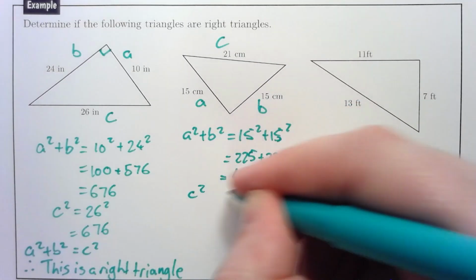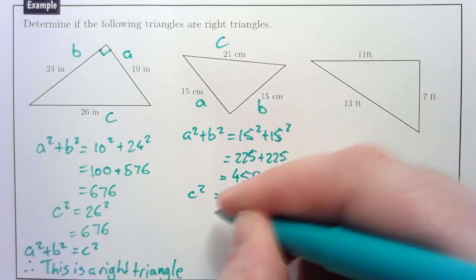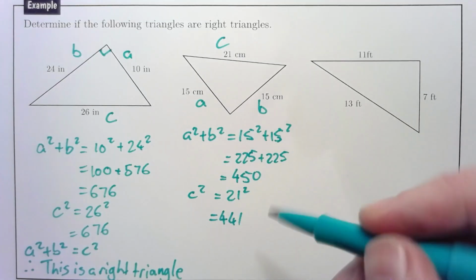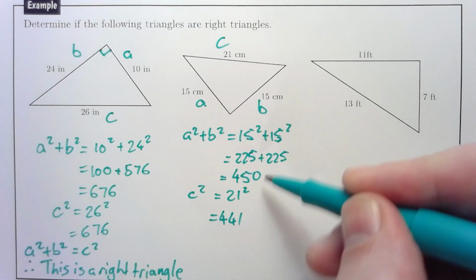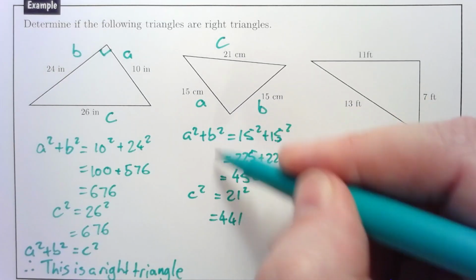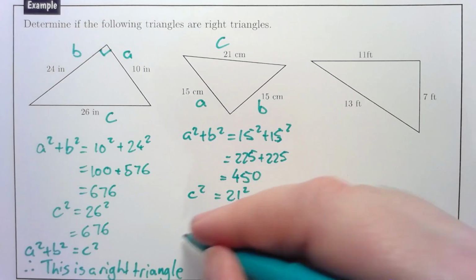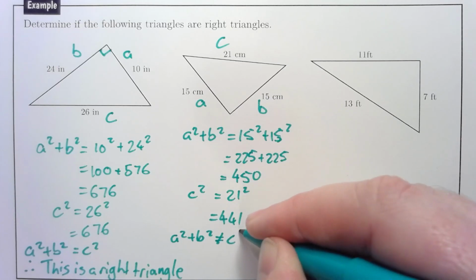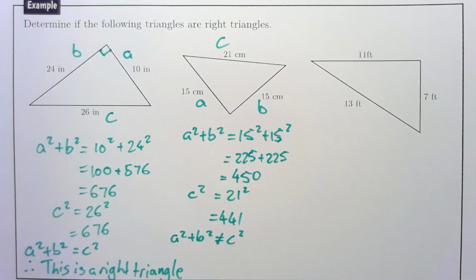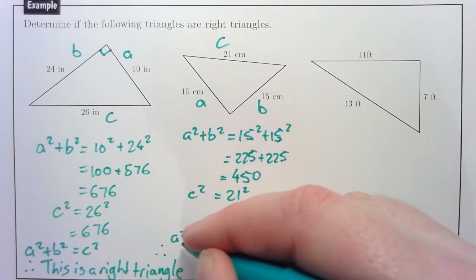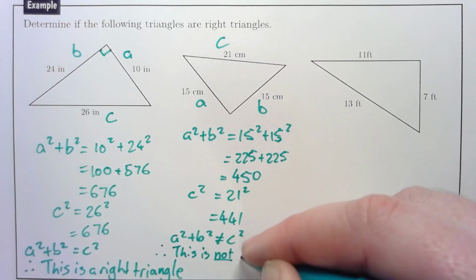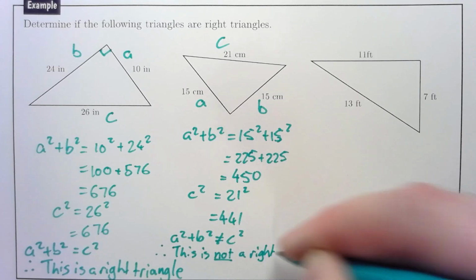Now, C squared is 21 squared. And 21 squared is equal to 441. We look at these two values, these are not the same, which means these expressions, a squared plus b squared and c squared, are not the same. Now remember, the only way for this to be a right triangle is if these two expressions are equal, but we've just found they're not. That means, no matter what we do, this is not a right triangle.